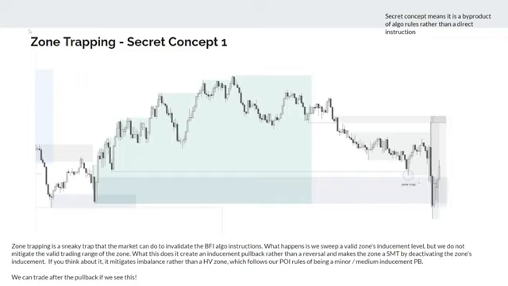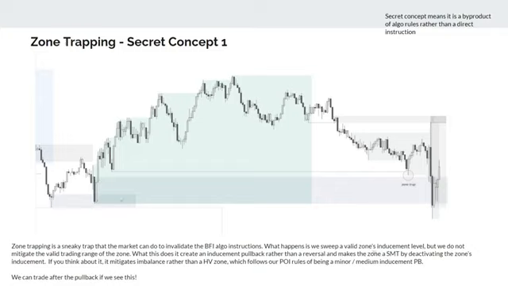But what we can do is we can trap our algorithmic rules to create different outcomes. So this one's called zone trapping. And this one happens quite often, okay? So zone trapping is a sneaky trap that the market can do to invalidate the BFI algo instructions. So basically, the banks and financial institutions have an algorithm that basically runs the market, right? And essentially, this point of inducement, we sweep that inducement, but we do not mitigate the valid refinement, so the order block.